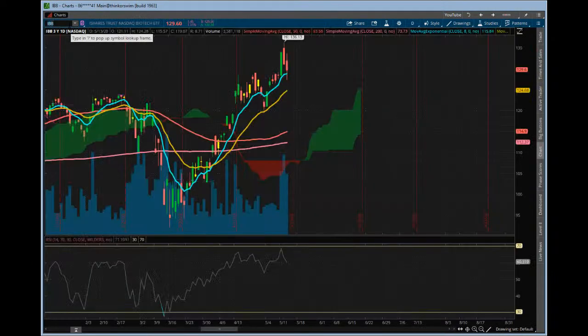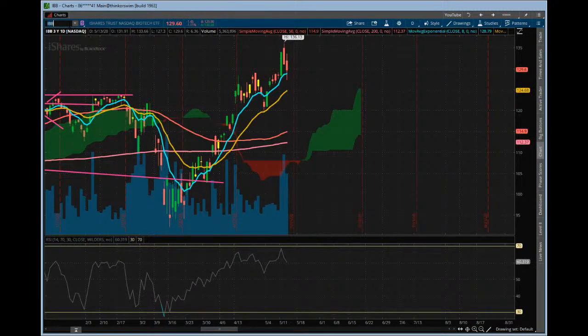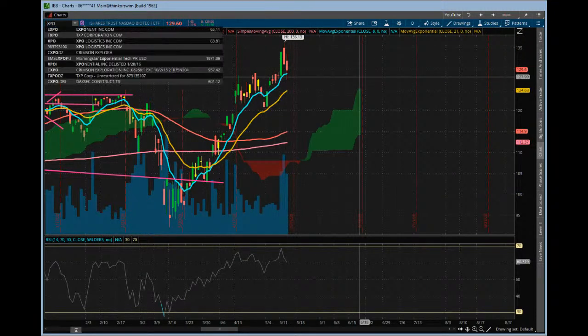IBB. Yep, biotech, a little flow out of biotech the last couple days. So, big reversal candle yesterday, follow through to the downside today, held the 80 EMA on that one. So see if that can continue to hold. XP.